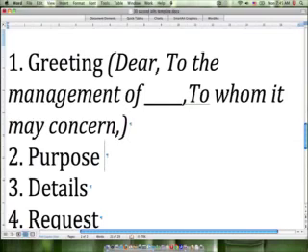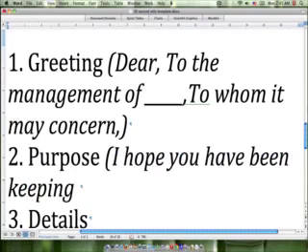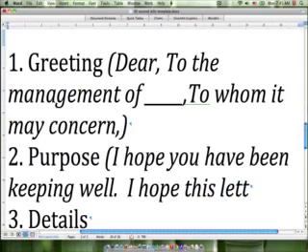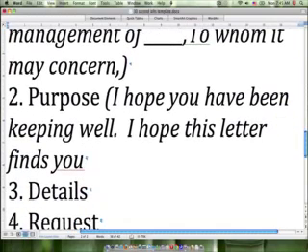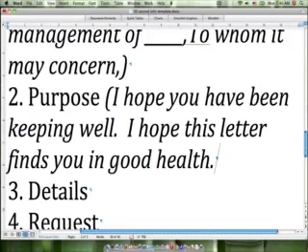Okay, now when it comes to the purpose portion of our letter, which is a paragraph, we need to state clearly why we are writing to this person. So in the event that this is a friendly letter, we might say to our friend, "I hope you have been keeping well," or "I hope this letter finds you in good health." So these phrases would start the purpose section if we are writing to a friend.